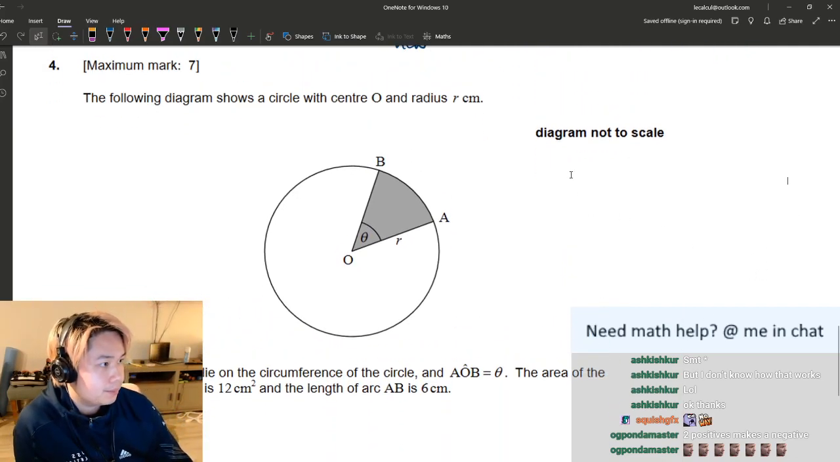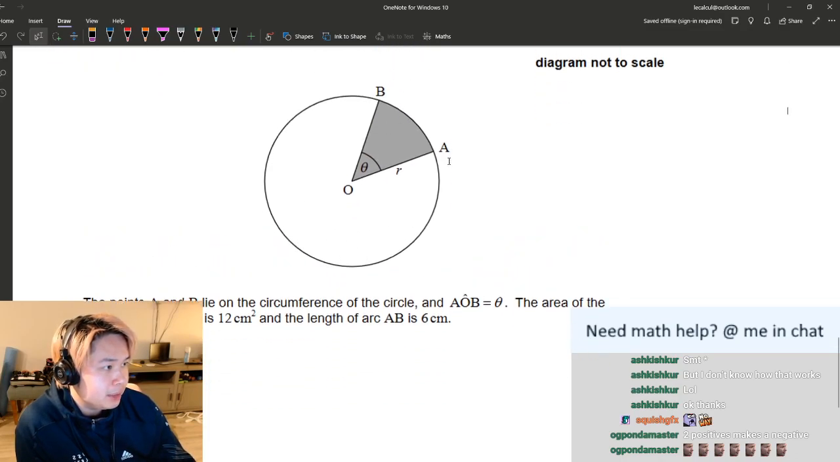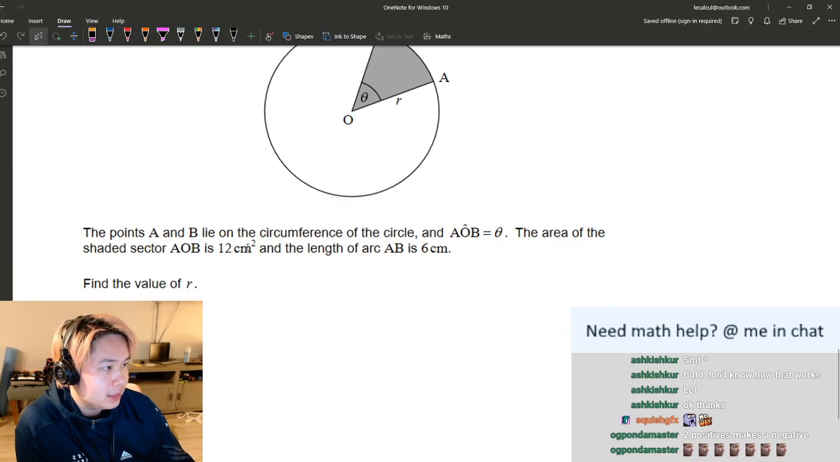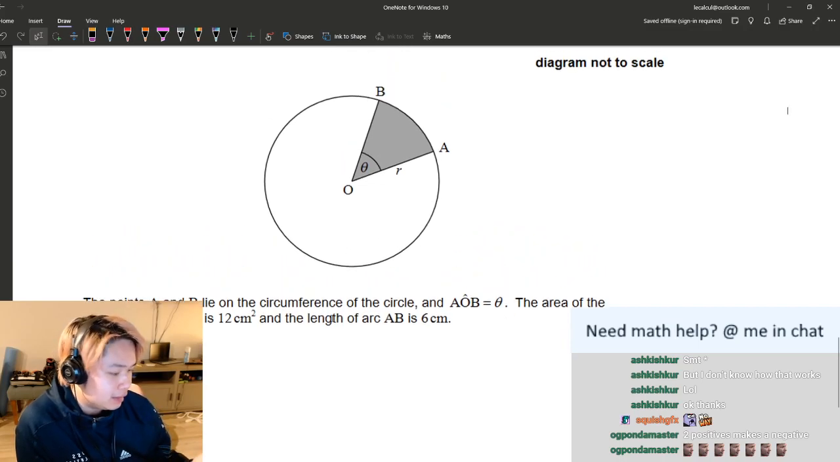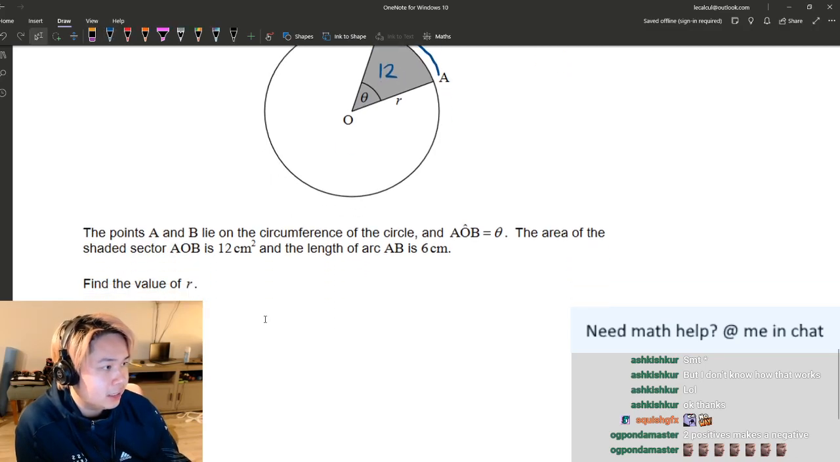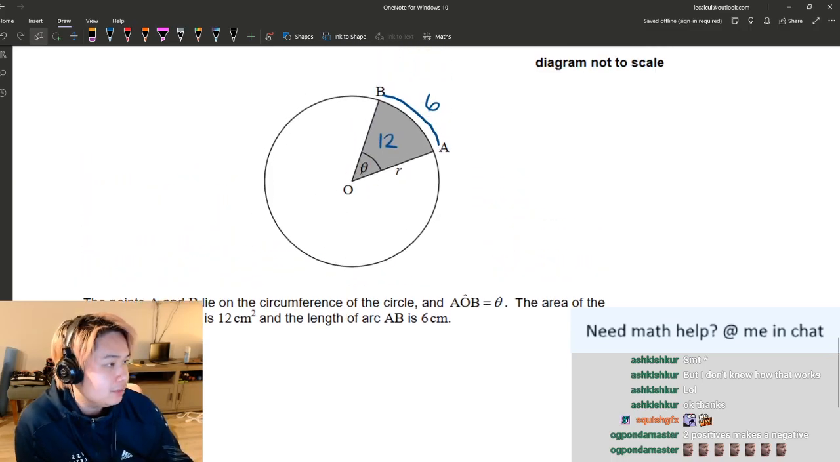Okay, what's next? We got this diagram with a circle, radius, and angle. And then the points A and B are on the circumference, okay, blah blah blah. The area is 12 and the length is 6. So the length is 6 and the area is 12. And then I probably want to find, oh okay, the value of r. So we have two sets of information, the arc length and the area. This basically creates a system where we can solve for r.